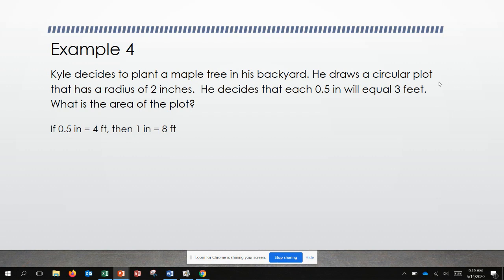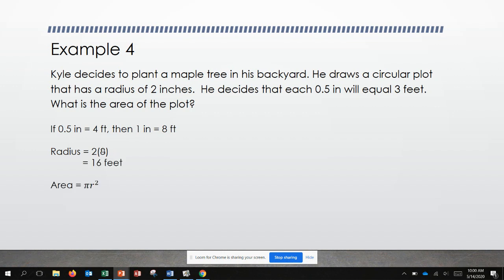So, oops, I think I changed my units here. If 0.5 inches equals 4 feet, then 1 inch is going to equal 8 feet. Right? We multiplied by 2. So for our radius, in order to find the area, we have to convert our radius in inches to feet. Well, 2 inches times the 8 feet per inch gets us 16 feet.